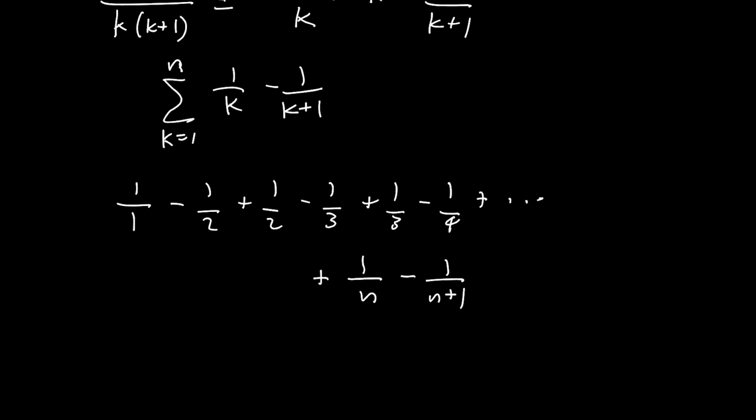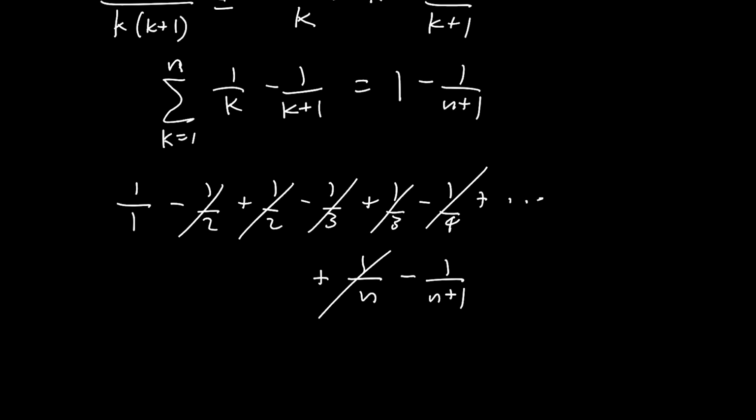So you can see that every time we have a minus, we just have a plus of that same thing right after that. So these all cancel out. And then, as I said, there's a plus right after the minus. So this one cancels out. So this series is just the same as 1 minus 1 over n plus 1.